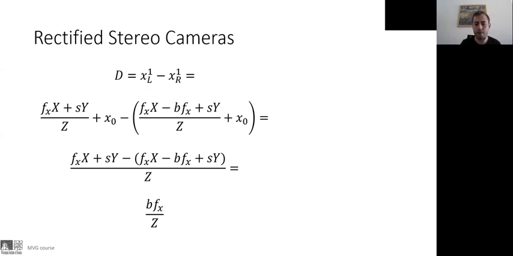Okay, so what does it mean? It means that b and fx are just values with respect to the cameras that we have. They're constant. B is the distance between the cameras. Fx is calibration information for the cameras, the focal length in the x coordinates. But what we see is that we have this inverse relation with respect to z. If z is larger, we will have a smaller disparity. And if z is smaller, we expect to have a larger disparity.